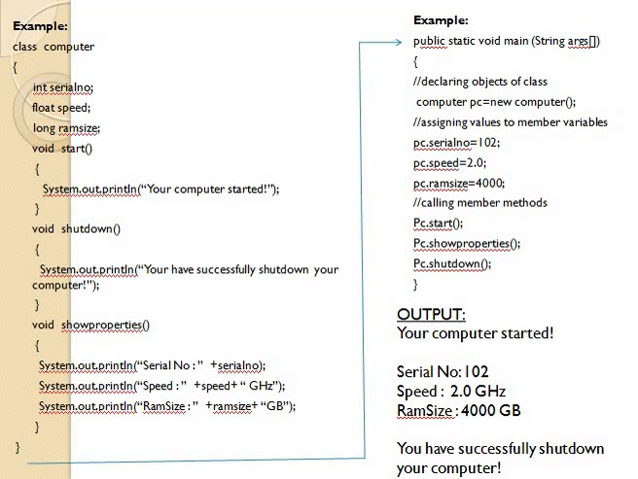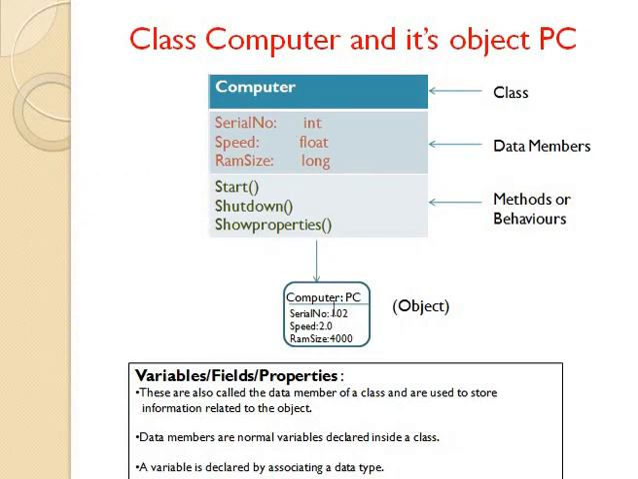Now the next thing that I'm going to show is how this object, which is an instance of this class called computer, interacts with this class through these methods. Let's say we have created an object of this class called computer and the name of this object is PC. Then this object PC is going to interact with this class called computer through these methods called start, shutdown, and show properties, and I'm going to show that to you now with the help of that Java program.